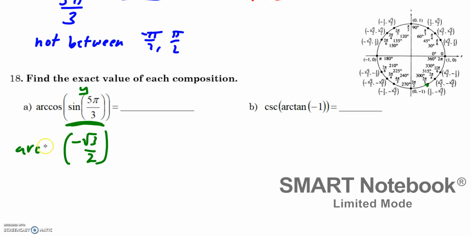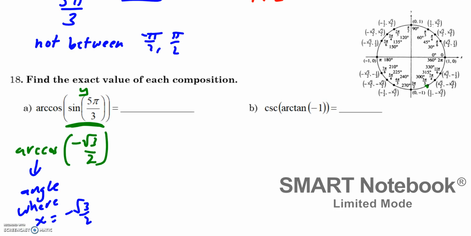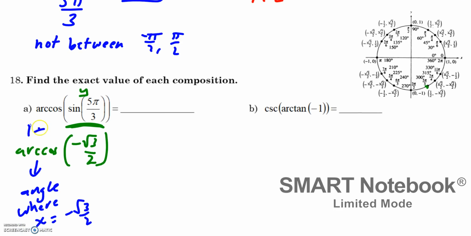And then just like the previous problem, I would like to find the arc cosine, or the angle where the x value is negative root 3 over 2. We actually just did that one up here for part B. The angle in the restrictions, again, arc cosine is restricted to 1 and 2. The angle where the x value is negative root 3 over 2 is again at 5 pi over 6.